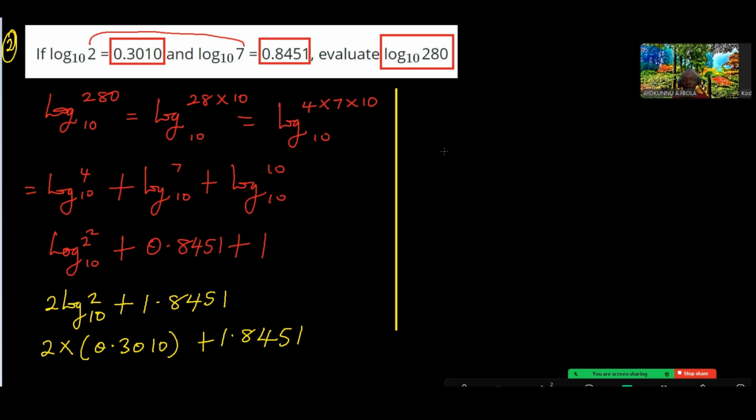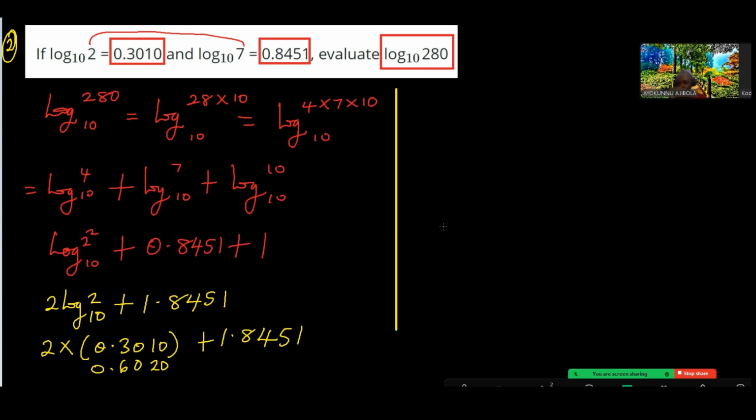What do you have for that? The calculator I want to use doesn't seem to work. Okay, we just multiply. What is 2 times 0? That is 0. 2 times 1, that's 2. 2 times 0, that's 0. 2 times 3, that's 6. Then this will be 0.6020.